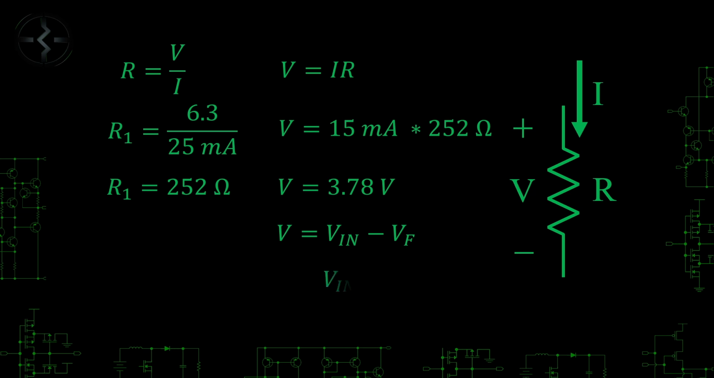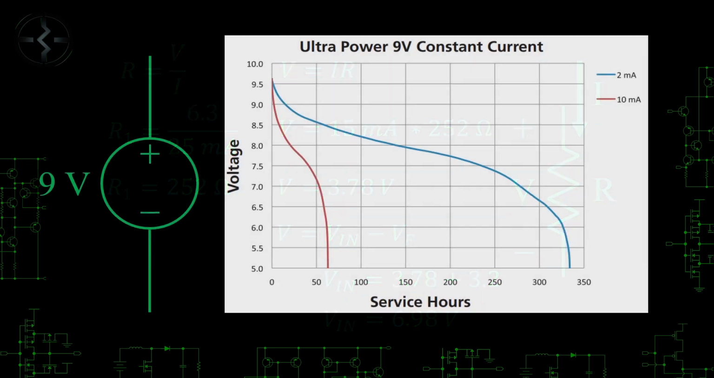Rearranging this, you get that the input voltage is the sum of the resistor voltage and the diode forward voltage, and that gives us about 7 volts. Looking back at our battery discharge curves, we can see that 7 volts will give us the majority of the lifetime of the battery, so this isn't really a problem. Also, the LED will continue to be lit even with lower voltages, but it just won't be as bright.